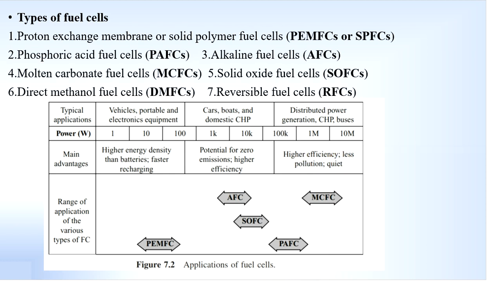Okay, this is the comparison of different types of fuel cells with respect to power and advantages, as well as applications. For vehicles, portable and electronic equipment, you can use PEM fuel cells, and for cars, boats and domestic CHPs, that is combined heat and power production, we can use AFCs as well as SOFCs. Coming to the PAFC and MCFC, we can use them for distributed power generation as well as combined heat and power, as well as for buses, because they require more power, we need to go for the higher power output fuel cells, right?